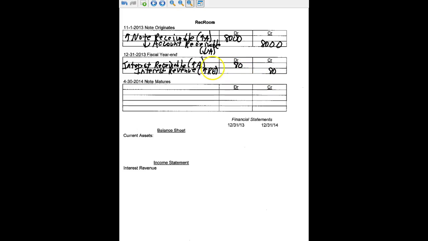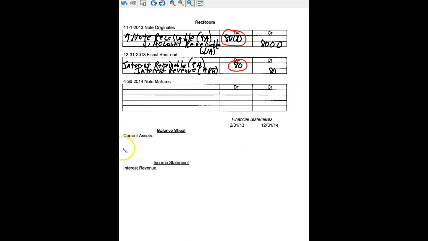So we have $80 of revenue earned, and so we've earned the revenue, in exchange we receive the receivable. Okay, so at the end of the first year, let's look at what we have. We have an interest receivable. So we would have both a note receivable to put on the balance sheet and an interest receivable to put on the balance sheet. So let's do that.